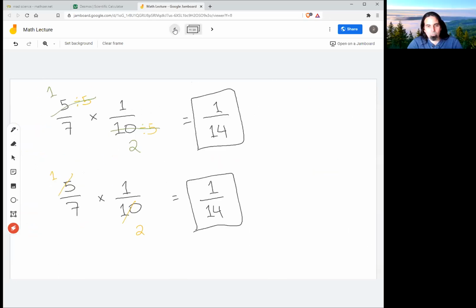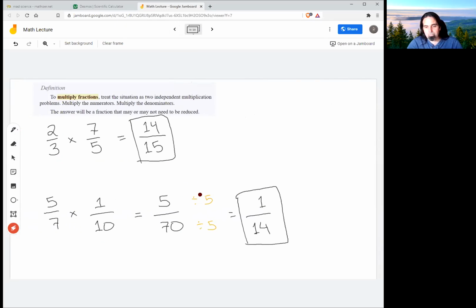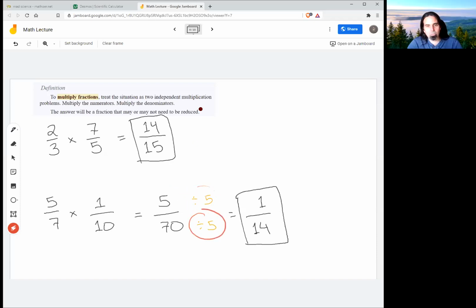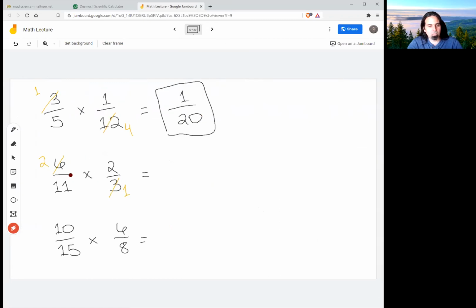So if we remember that what we're doing is reducing early, I need something on top and something on bottom. Otherwise, I'm not reducing early. I'm trying something else. Not going to work. So as long as one number is on top and the other is on bottom, I can reduce. In this case, 11 doesn't play nice with anything. So 2 times 2 is 4, 11 times 1 is 11, and we're done.